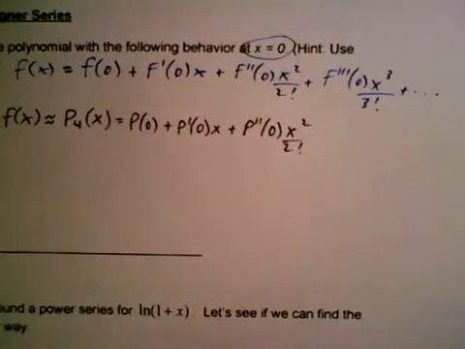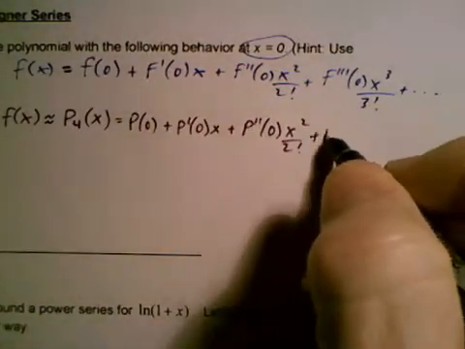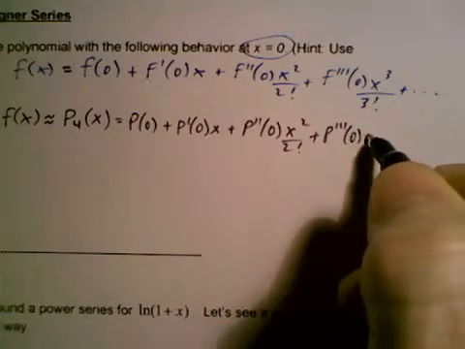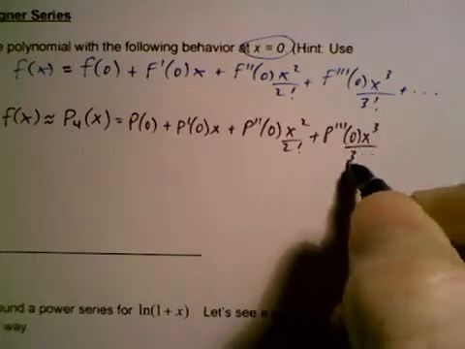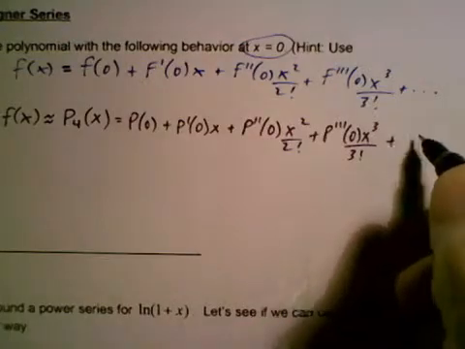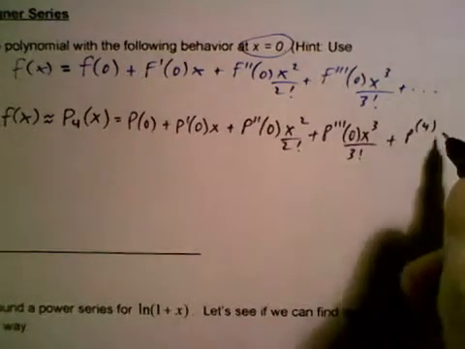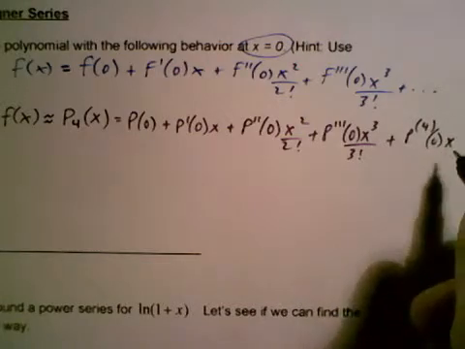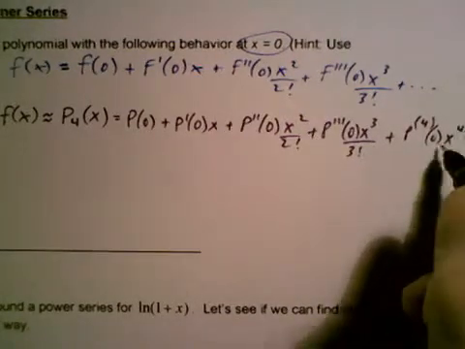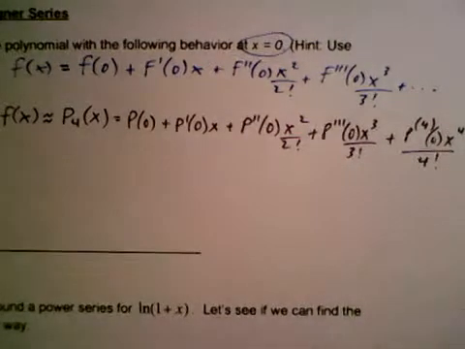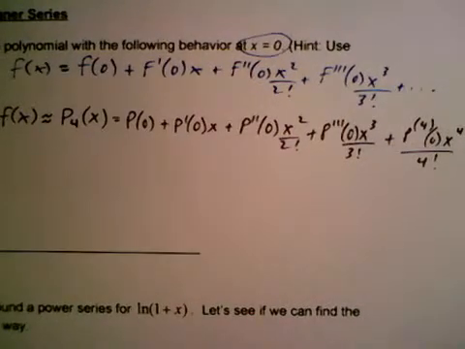I'm going to scoot on over here so you can see everything. Plus the third derivative at 0 multiplied by x to the 3rd over 3 factorial plus the 4th derivative. And once you get past 3, you usually put it in parentheses: 4th derivative at 0 multiplied by x to the 4th over 4 factorial. Well, now it's pretty easy.